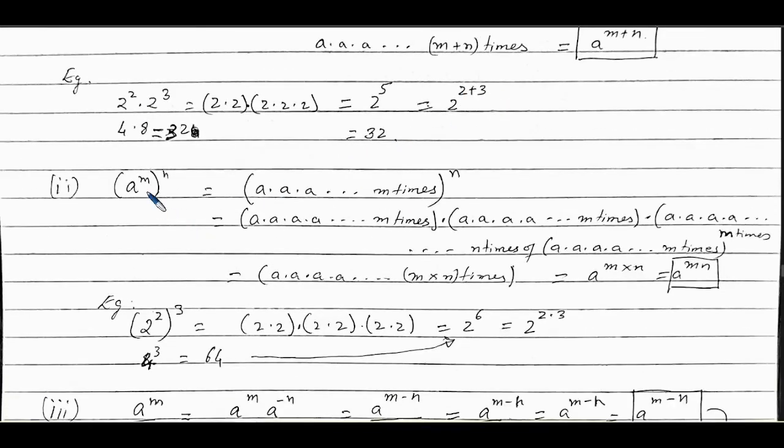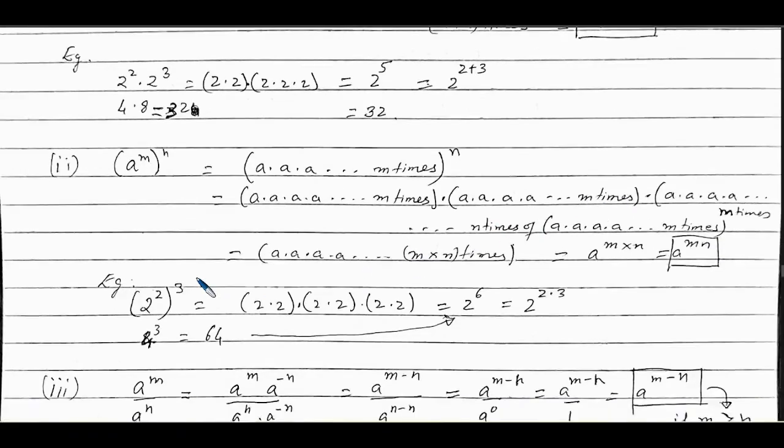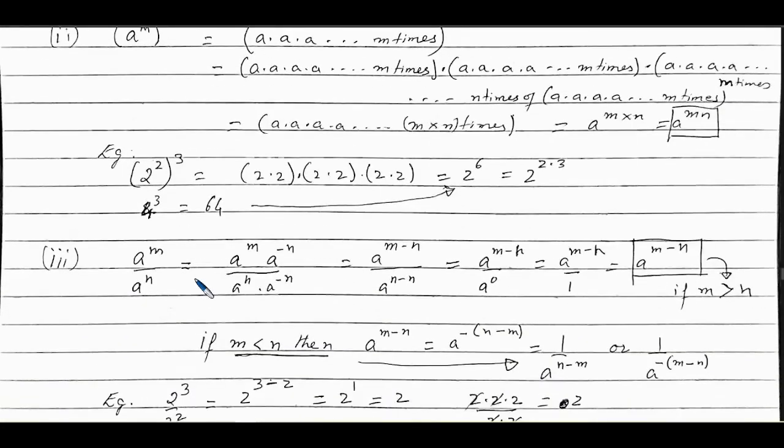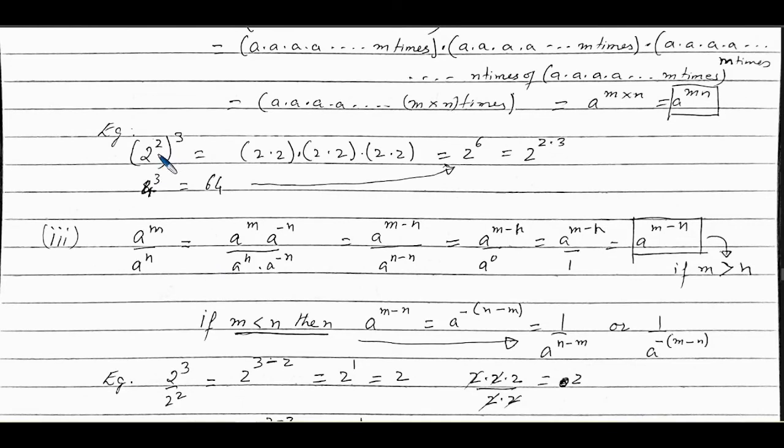Now a to the power m, that means a multiplied m times, all to the power n. Now this one is n times. So that means you have m into n times. So that will become a to the power m into n. It is self-explanatory here. Just go through it, freeze it and see it. So 2 to the power 2, this is 2 square, to the power cube. So this is 2 to the power 6. So this is 2 to the power 2 into 3.